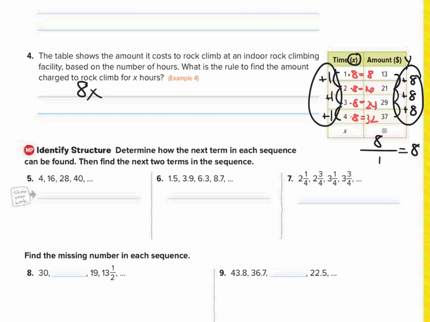So to get from 8 to 13, we would need to add 5. 16 plus 5 is 21. 24 plus 5 is 29. And 32 plus 5 is 37. So the next part of the function rule is to add 5. So our function rule is 8x plus 5.